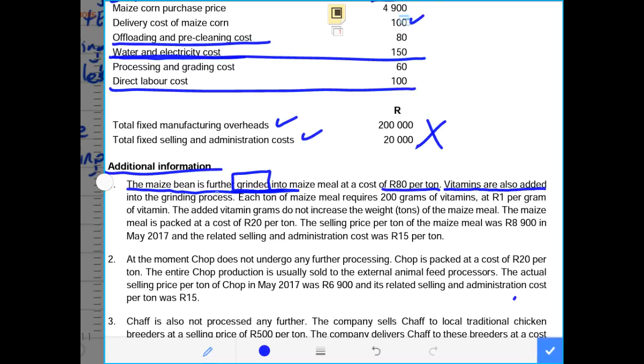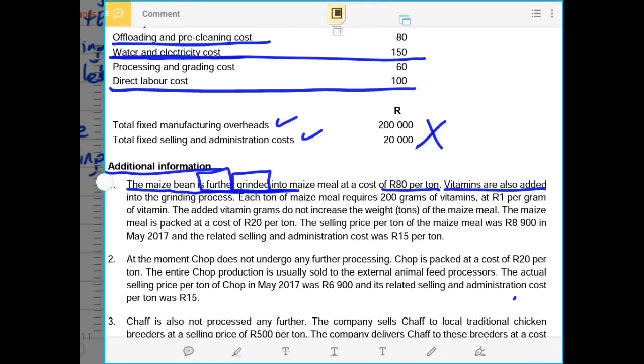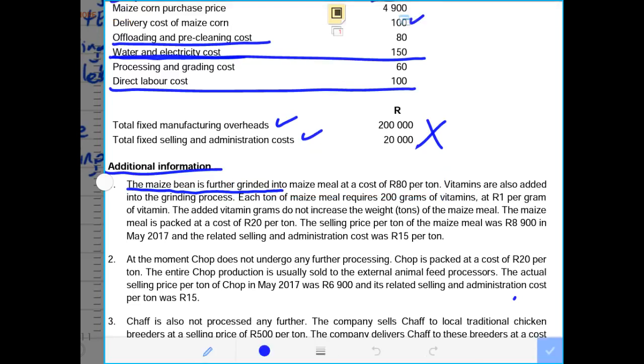Then we go to the next part of the further processing cost, and it says vitamins are also added, meaning in this further processing cost there are also vitamins that are added. So now we also need to take into account the cost of vitamins that are added to process the maize bean further. Vitamins are added into the grinding process. Each ton of the maize meal requires 200 grams. So take note of that.